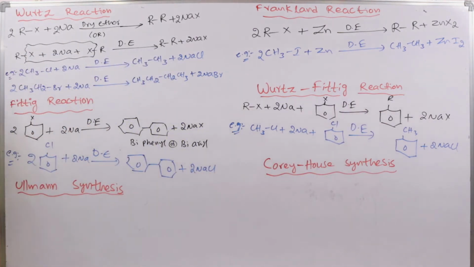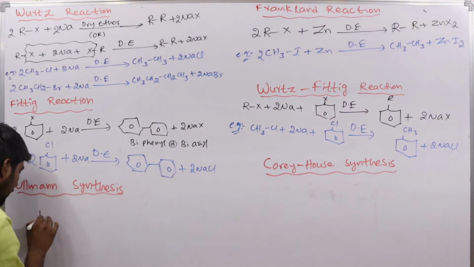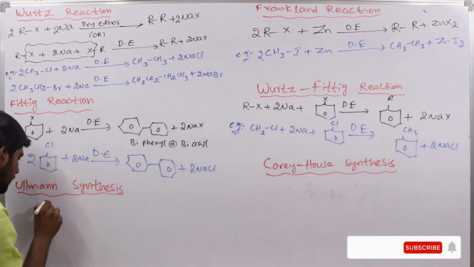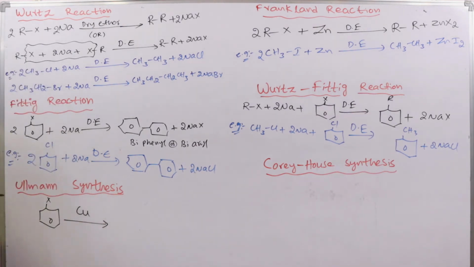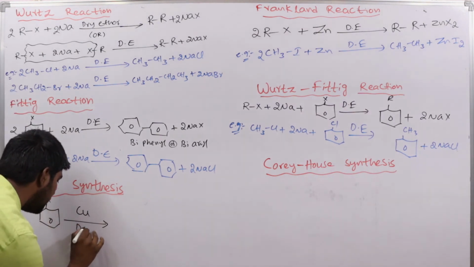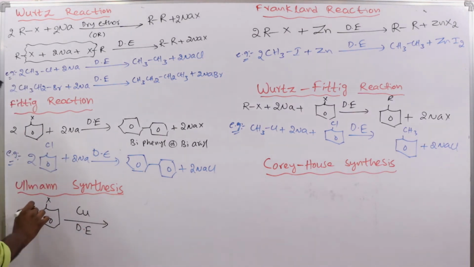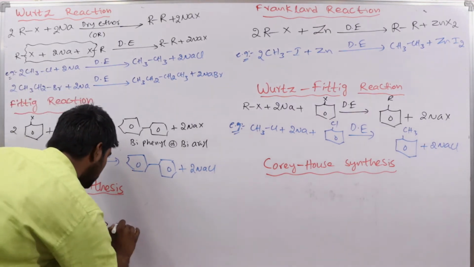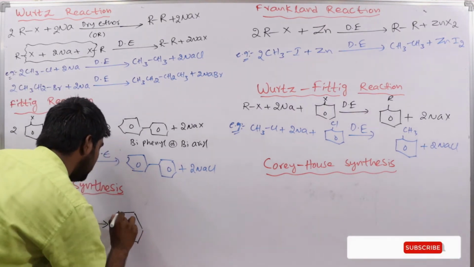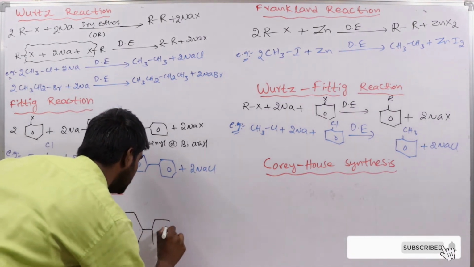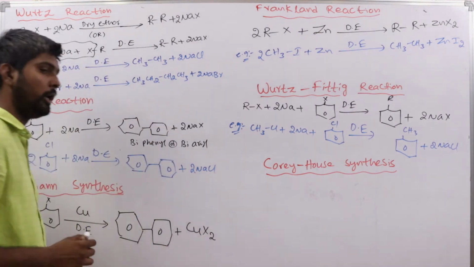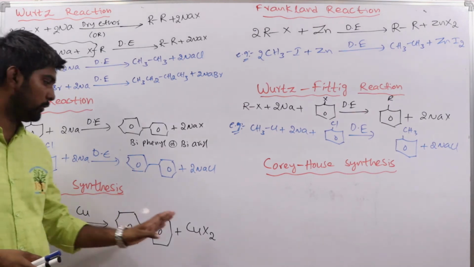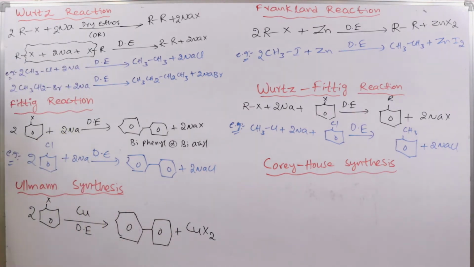Clear? So next one is the Ullmann synthesis. Okay, so here in this one, 2 moles of aryl halide react with copper metal in dry ether. Here also the product is biphenyl, plus CuX2. Okay, cupric halide is formed as the product here.